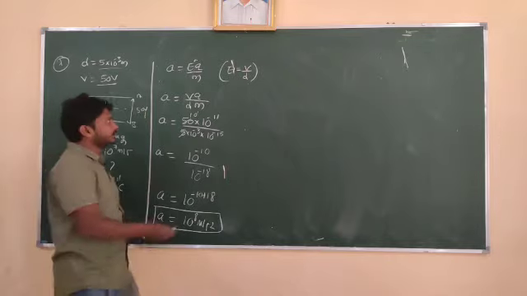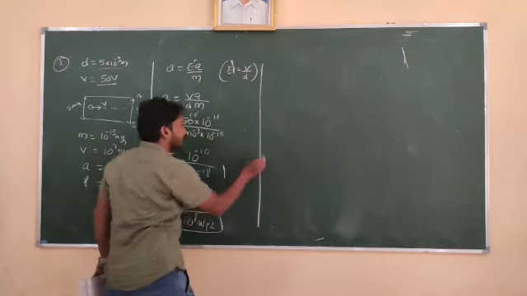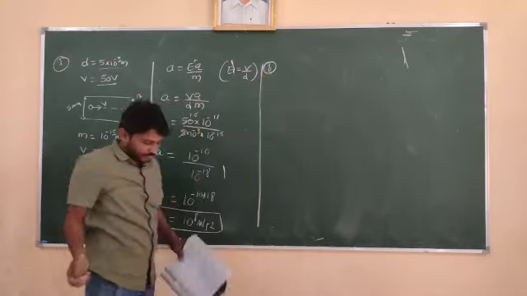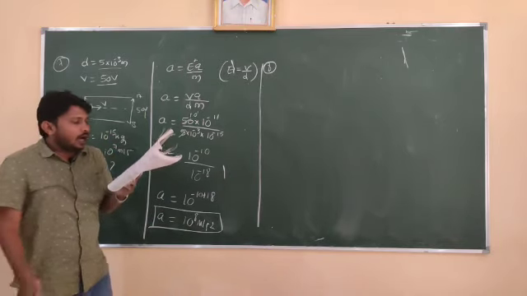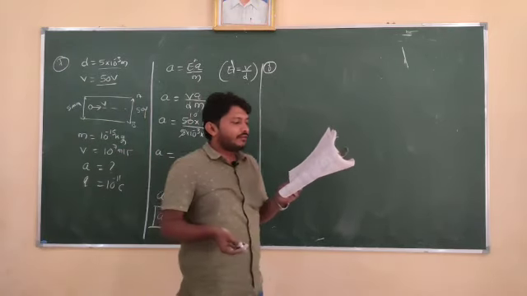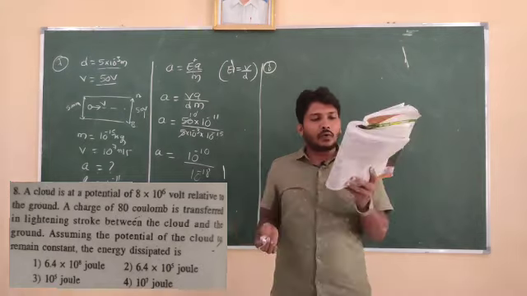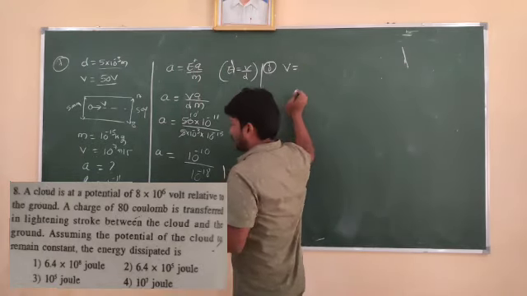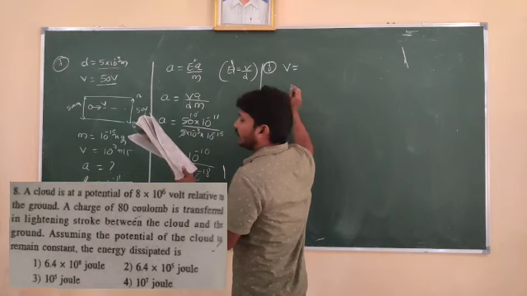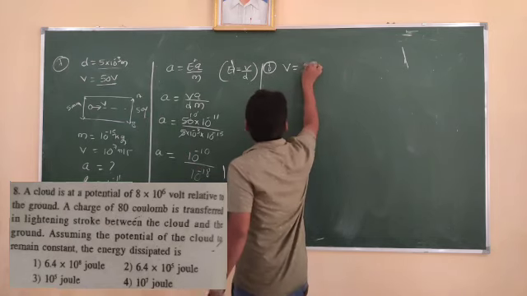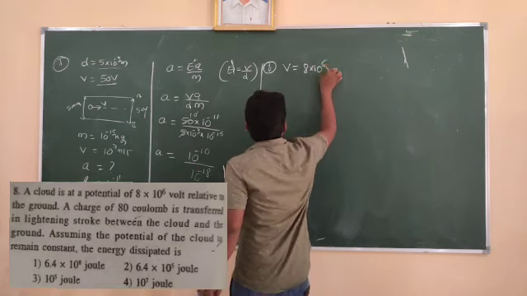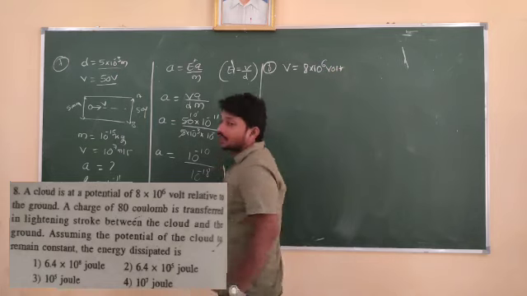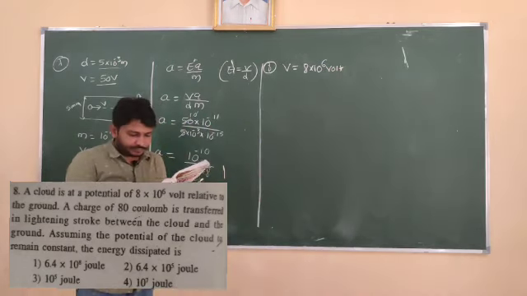So look at the next one. A cloud is at a potential of 8 into 10 to the power of 6 volt relative to the ground. So the potential of the cloud is 8 into 10 to the power of 6 volt with respect to the ground. So this is the potential between the two points.